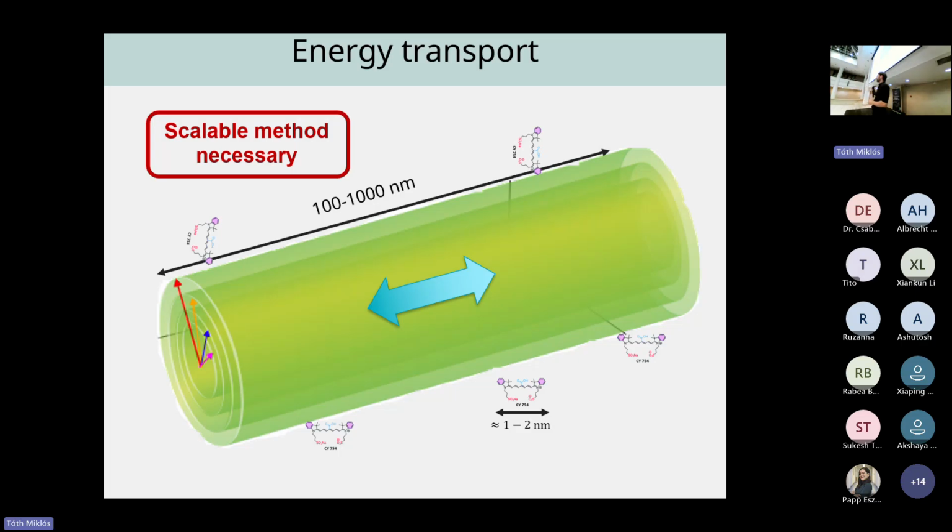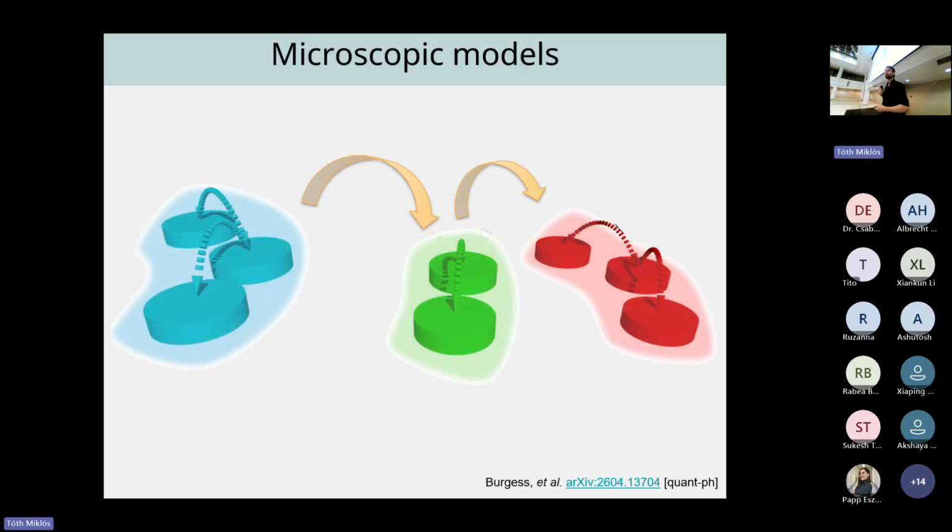Instead, we want to find a way of finding a scalable method. And maybe to illustrate the point, I want to talk a little bit about how a quantum theorist like myself would approach this problem if I had all the choice in the world.